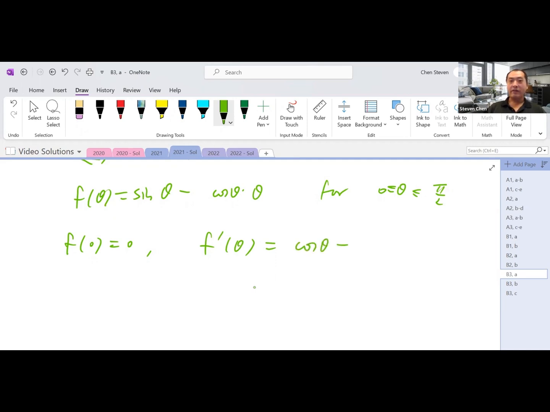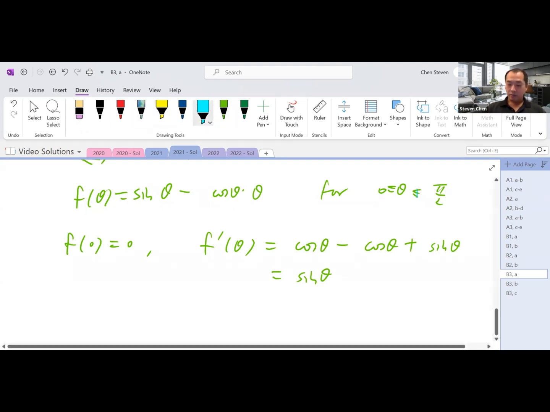What about the first order derivative of cosine theta times theta? It is equal to cosine theta plus sine of theta, right? Wow, this is so good. Why? Because we notice that for theta in 0 to pi over 2, sine of theta is positive. That's really amazing.